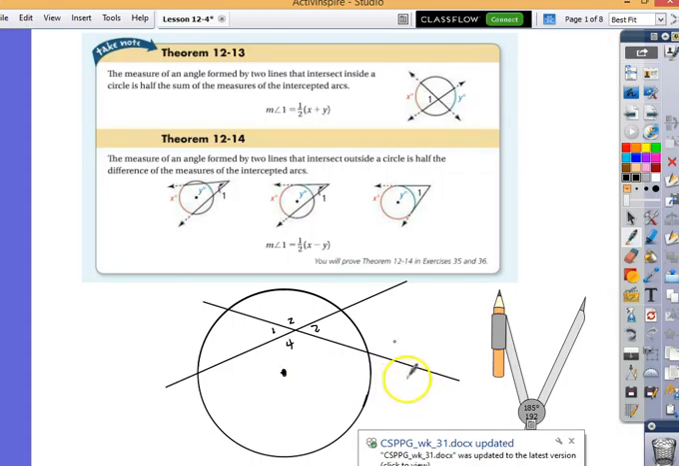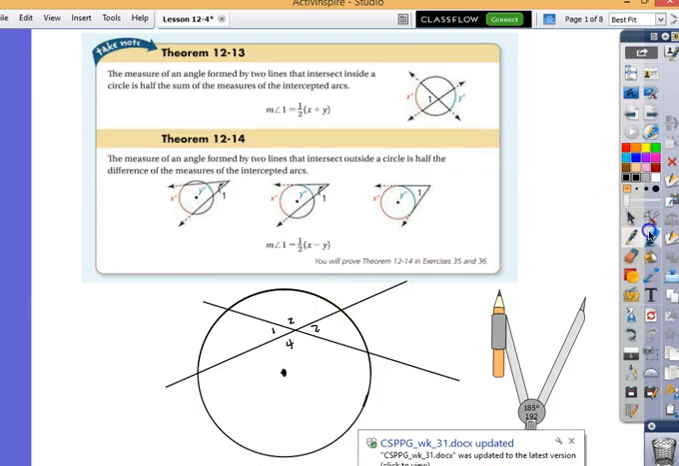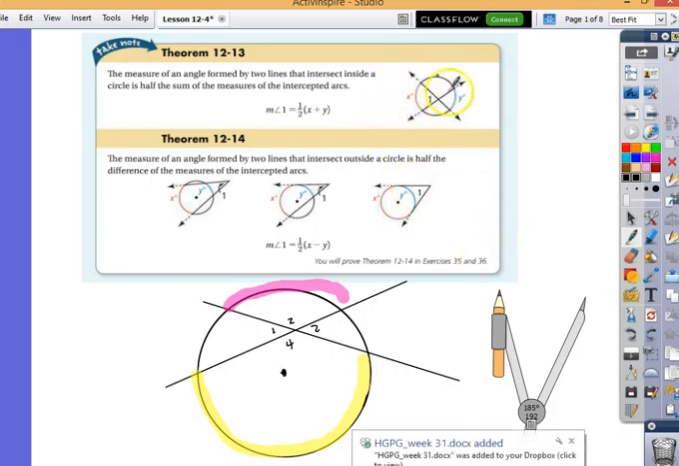Any of the measures of those angles can be found by looking at the intercepted arc and the intercepted arc of its vertical angle. So for example, if I wanted to find the measure of angle 2, I would look at the arc that angle 2 intercepts, and I would also examine the arc that its vertical angle, angle 4, intercepts. And to find the value, I'm just going to add the yellow and the purple together and divide by 2. So that's basically what this says right here.